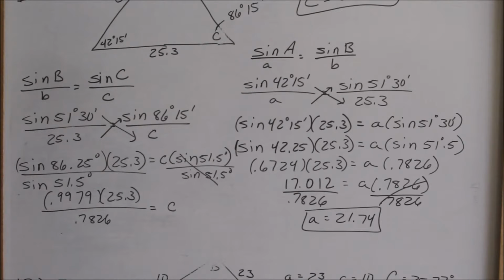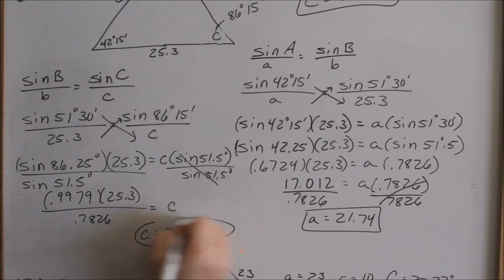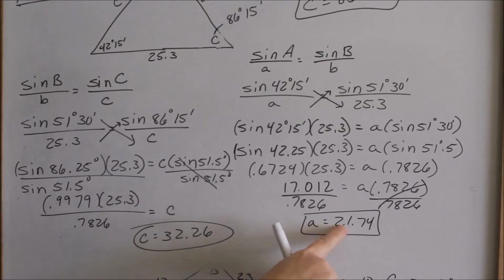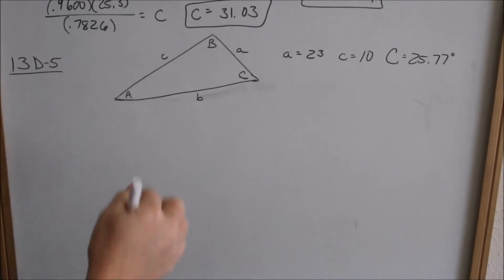0.9979 times my 25.3, get an answer for that first. Now divided by 0.7826. That came out to C is equal to 32.26. And now I've got three answers. I have angle C, then the length of side C, and then the length of side A. Now we're going to move on to 13D5.